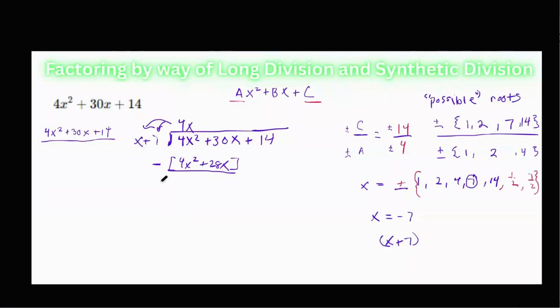You're not forgetting it when you subtract. So we need to keep that out until after we multiply 4x times the x and then the 7. So it's going to give me 0 here, 4 minus 4x squared, and then 30 minus 28x. Remember, it's there. So that's going to give me a 2x. We don't include 0, of course. And we're going to drop our plus 14. And then we make another guess.